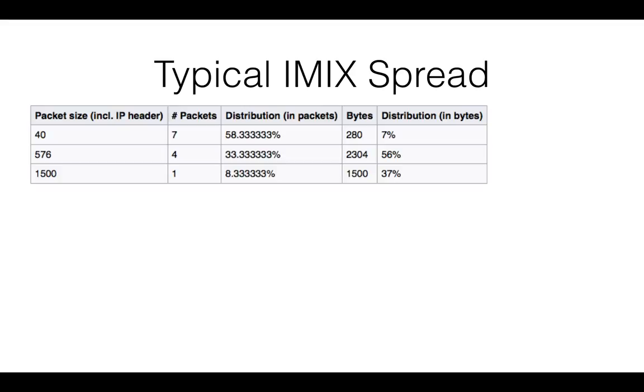I pulled this chart from Wikipedia, and it says in a typical iMix spread, 58% of your packets going across the network will be 40 bytes in size, including the packet header. 33% of the traffic on a normal network will represent 576-byte packets. And last but not least, 8% of the traffic going across a typical internet router will be 1500 bytes, including the header. That gives us a general idea: are we sending a lot of little packets, or are they big packets? What does that spread look like? This helps us figure out how much bandwidth on that interface we might need.